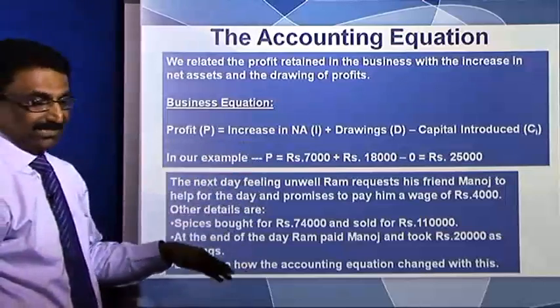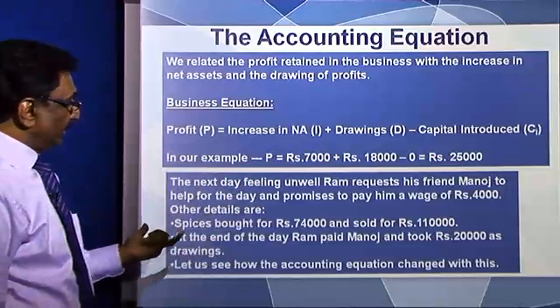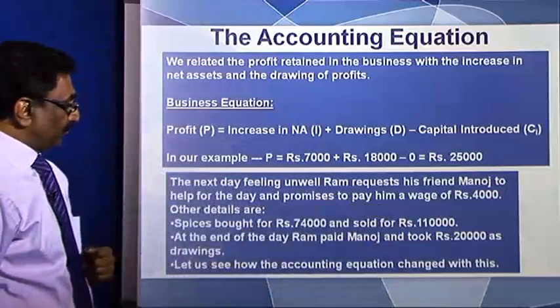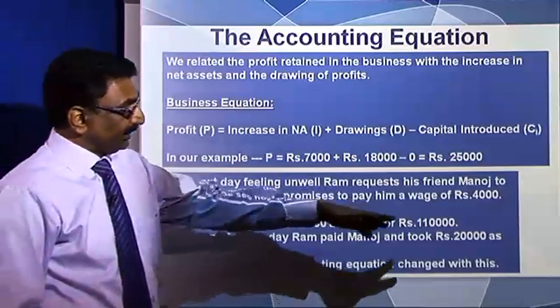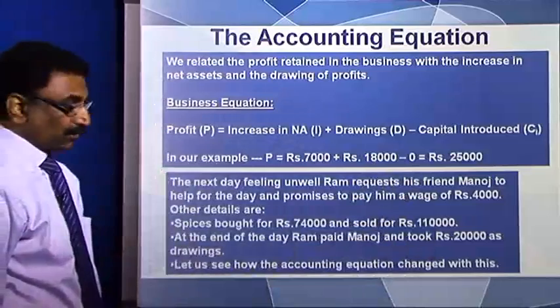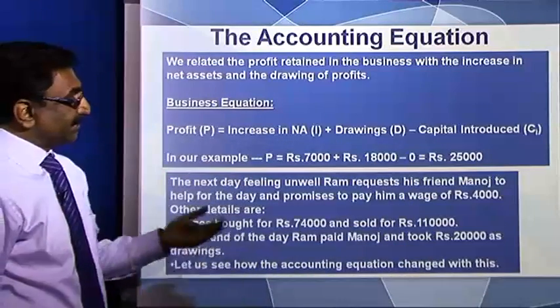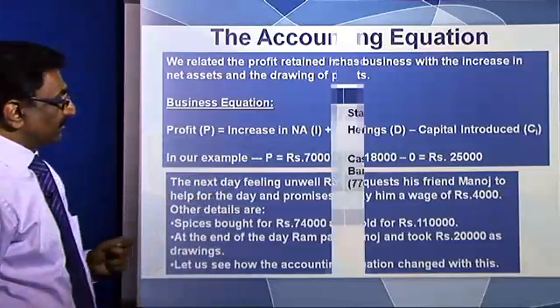As I said, please note down these figures because you will be able to relate it later as we go on. Spices bought for 74,000 were sold for 1,10,000 rupees, and at the end of the day Ram paid Manoj his wages of 4,000 rupees and also took a 20,000 rupee drawing for himself. So, now we will see with these transactions how the accounting equation changed.